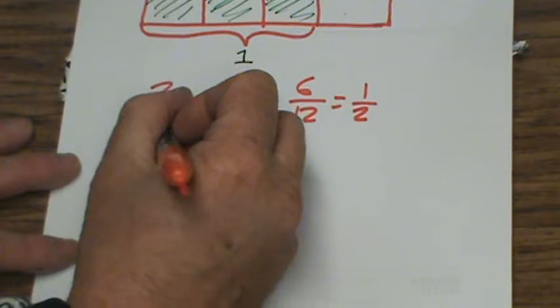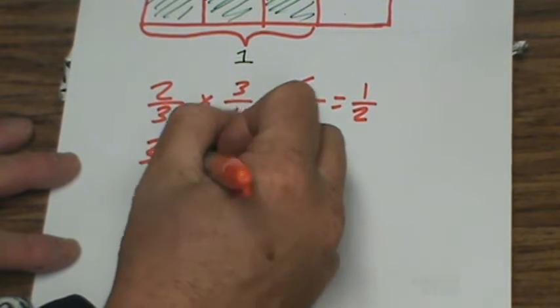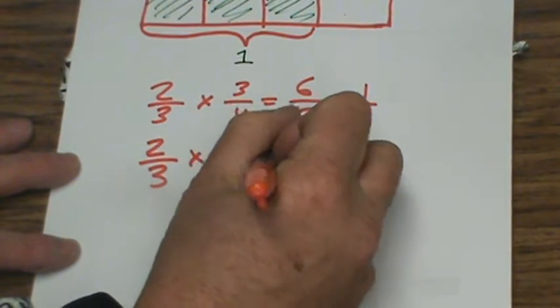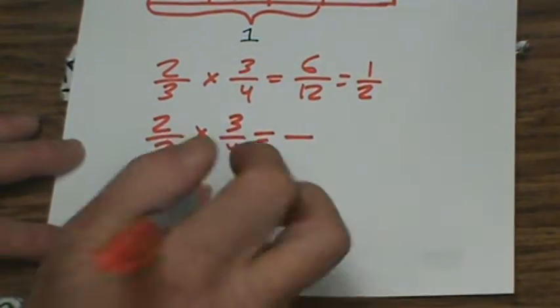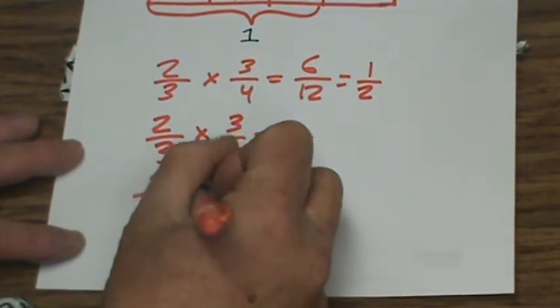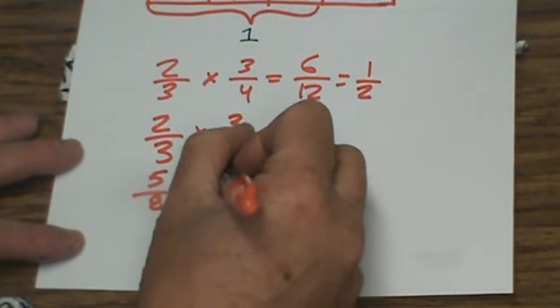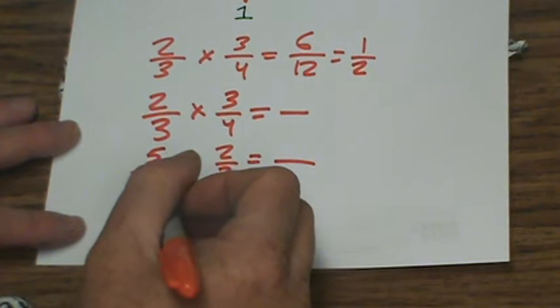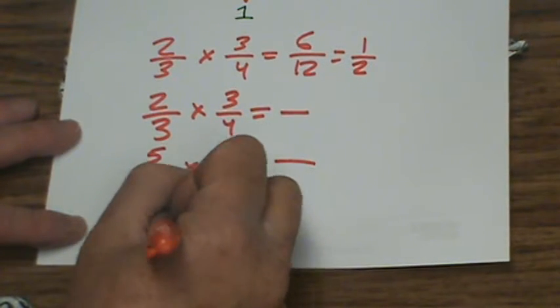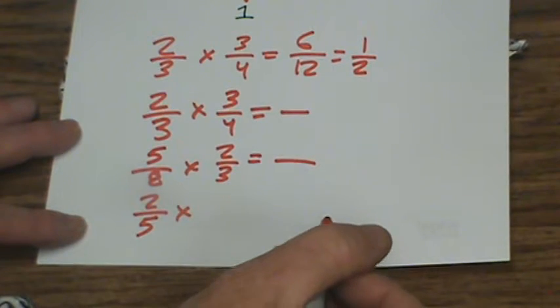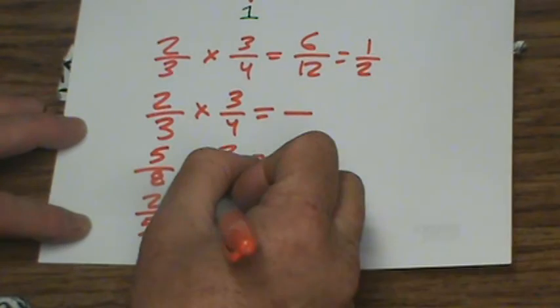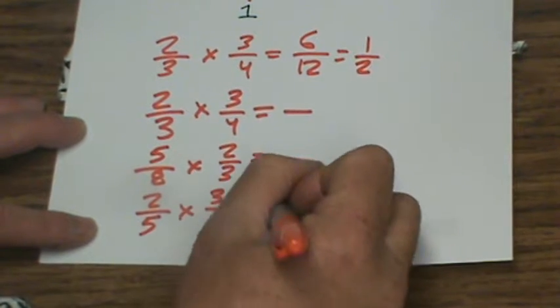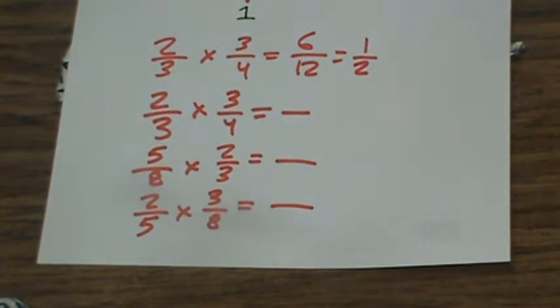A few more to go. Go ahead and write these down. 5/8 times 2/3. And last but not least, 2/5 times 3/8. So do those problems on your own. You can see them nice and clear. Going to give you a little time.